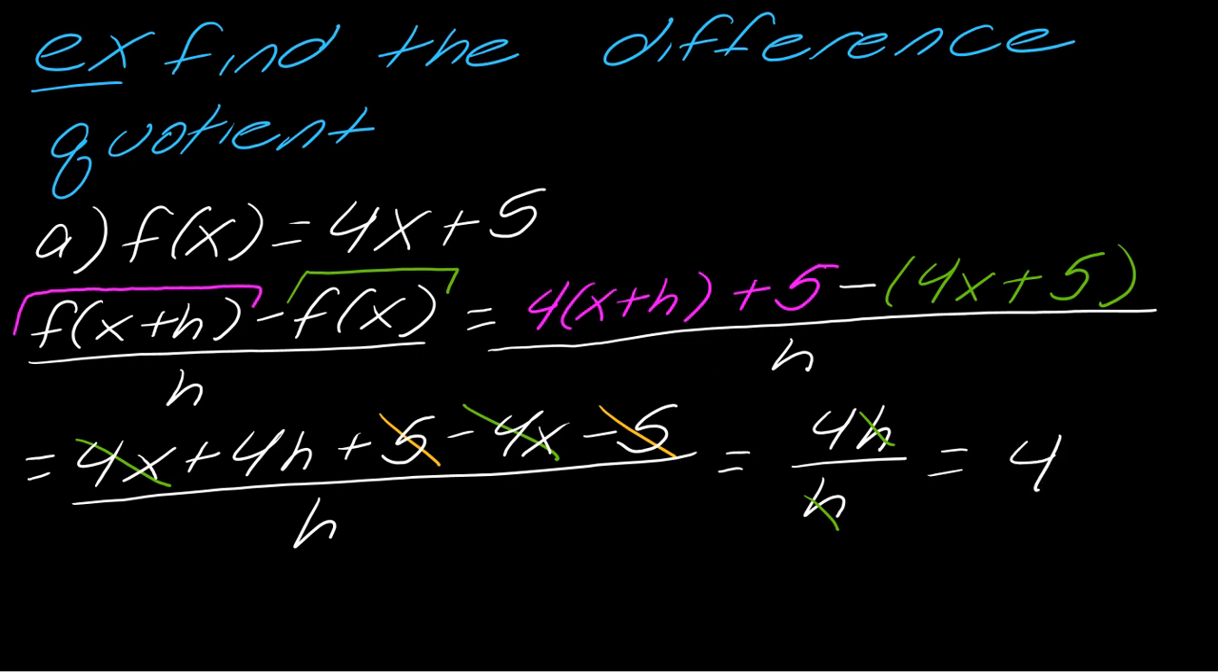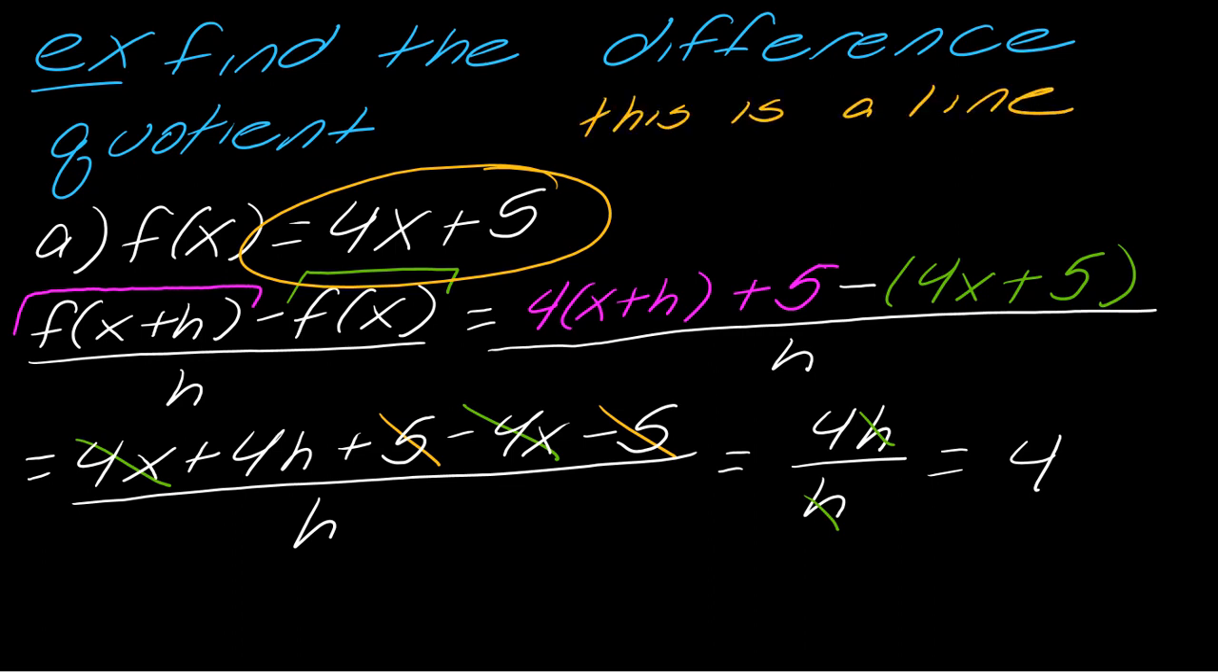Okay, so now I just want to take a moment to ask: does this make sense? Is it 4? Can we tell? Yes, we can totally tell. So first of all, f of x equals 4x plus 5. What type of graph is this? This is a line, right?